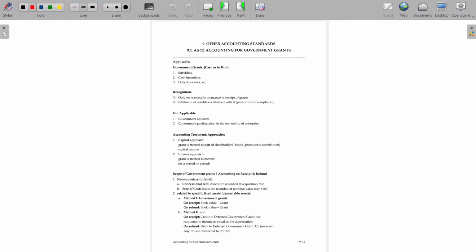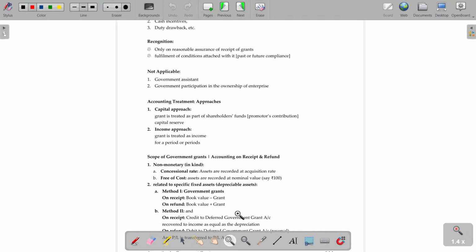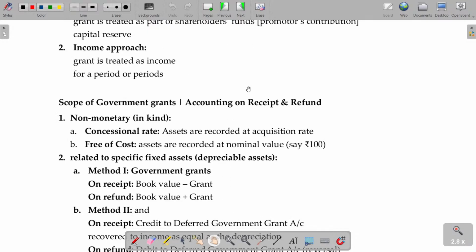Now we'll see the accounting standard for government grants. When you purchase an asset, government may give grants, right? What will you do in the case of grants for assets? You have studied under section 43 of income tax. The grants will be subtracted from the asset's value.